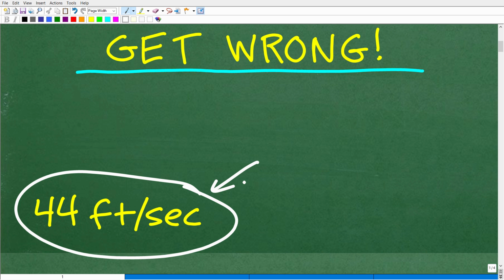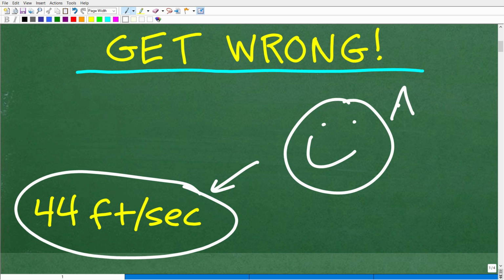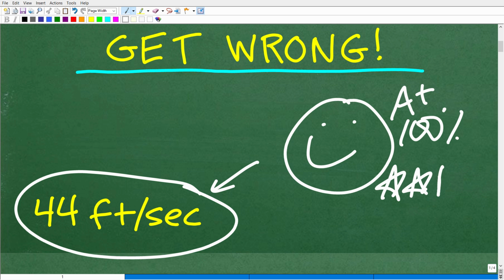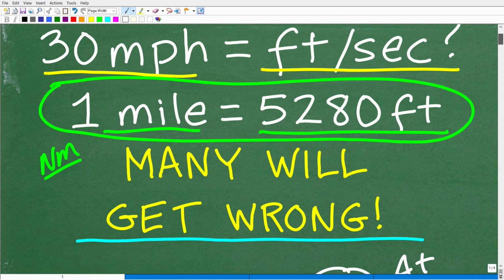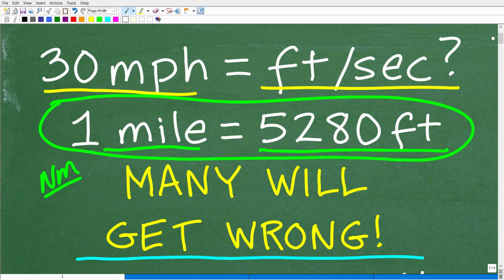All right, so how did you do? Well, if you got this right, let's go ahead and celebrate by giving a nice little happy face and an A plus, a 100%, and multiple stars. So you can brag to your friends and family that indeed you are a professional, certified expert in the area of converting units of measure. And again, this is critically important, not only in mathematics, but in other aspects of life beyond even just school.